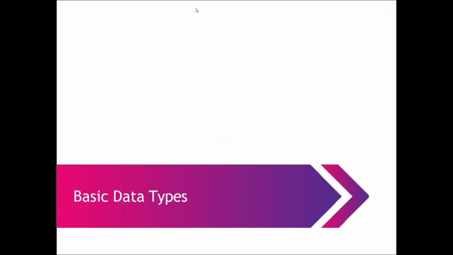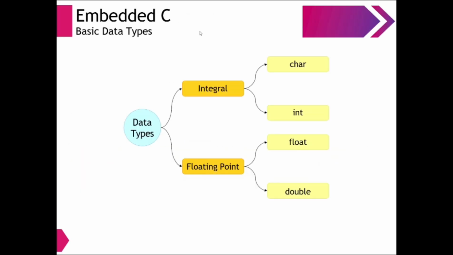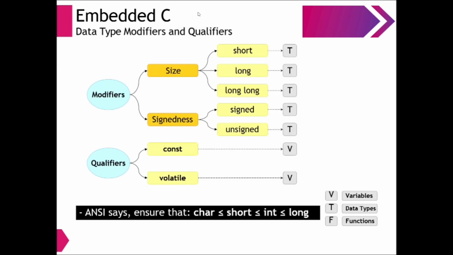Next we see the basic data types. These are the data types: character, and integral, and the floating points are float and double. And these are the modifiers and the qualifiers, like short, long, signed and unsigned, and const and volatile.